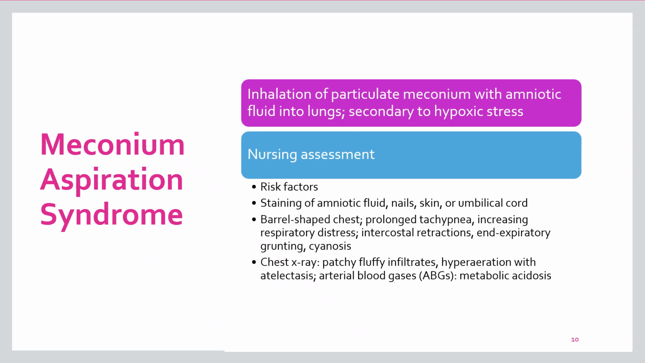Chest X-ray shows patchy, fluffy infiltrates. You can see that from the meconium, and then hyperinflation with atelectasis. Atelectasis is a collapse of the alveoli of the lung. Then arterial blood gases can vary, so sometimes they can be abnormal. Metabolic acidosis can also happen here because of the impaired air exchange.